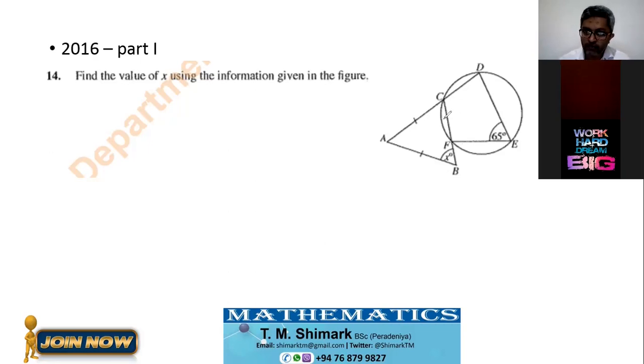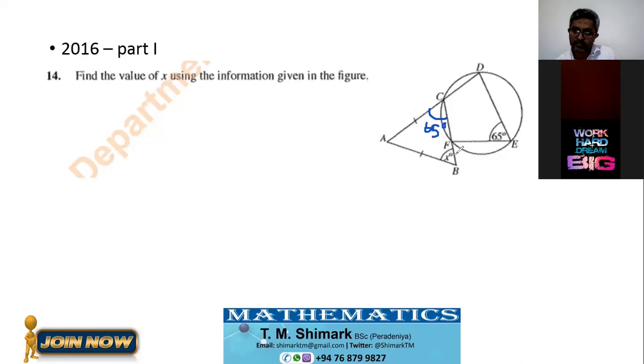We know that exterior angle is equal to the interior opposite angle as per cyclic quadrilateral. Side DC is produced. So this is very clear. This angle is going to be 65. Reason is cyclic quadrilateral. Now what's the way to find x here?